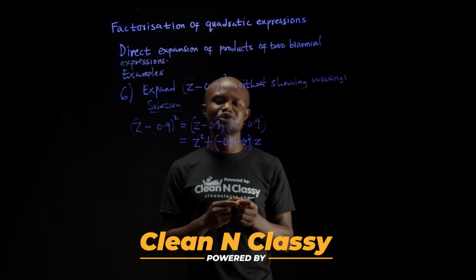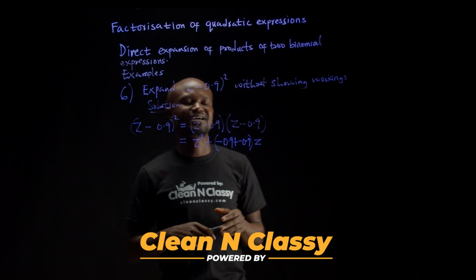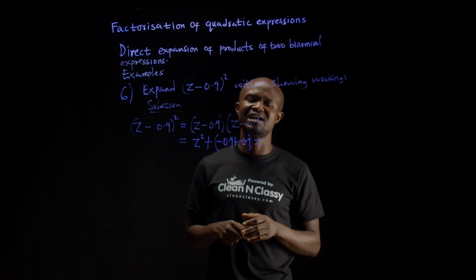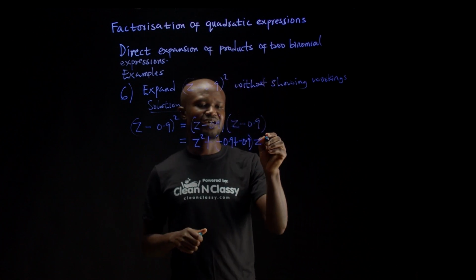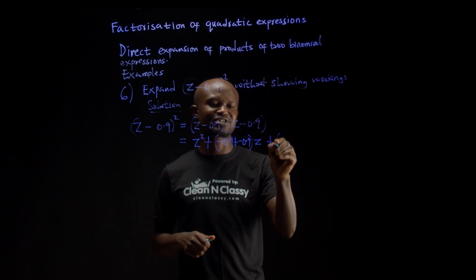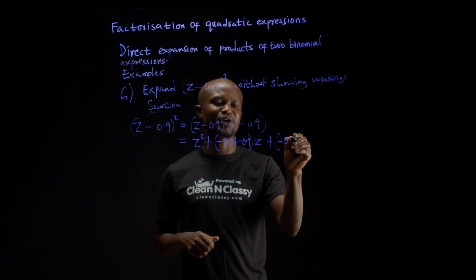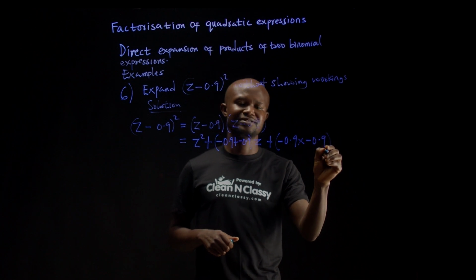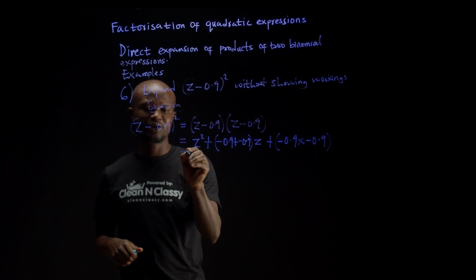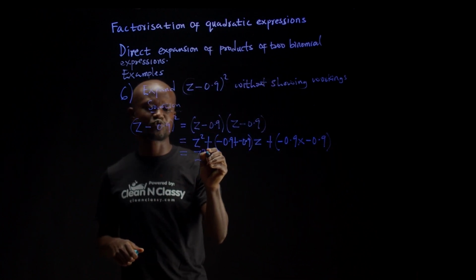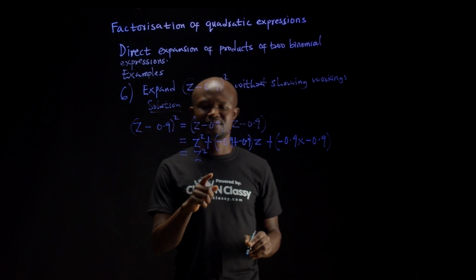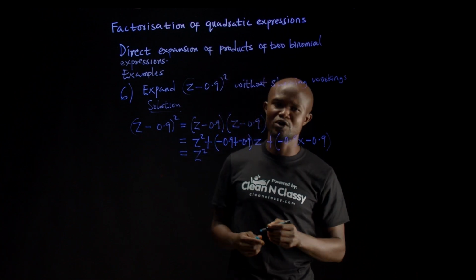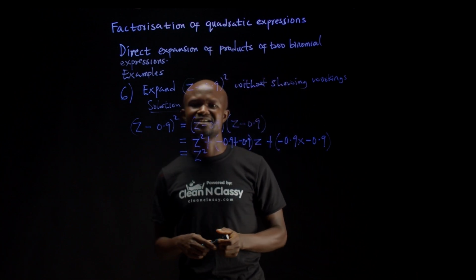Now, also we have −0.9 in the second term, that is the second term for the first binomial expression. We are going to multiply it with the second term in the second binomial expression, and we have that to get our constant term. That will be −0.9 times −0.9. Now, what are we going to have? We have this to be z squared plus, now we have −0.9 plus −0.9.